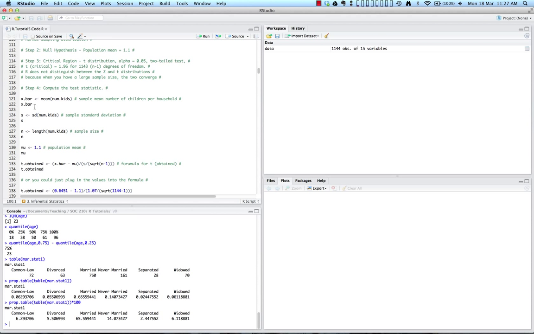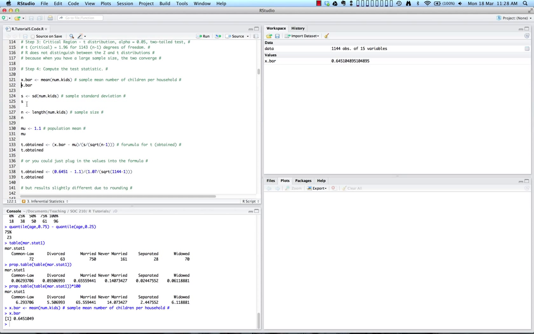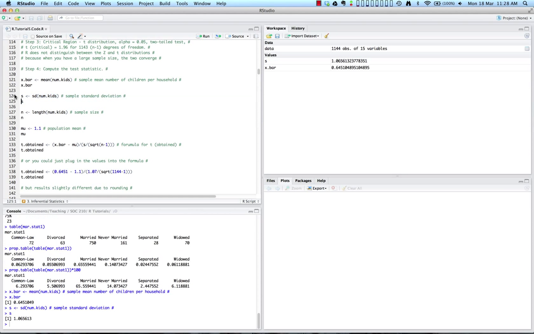So let's start with x bar, which is going to be equal to the mean number of children in our Alberta survey. So we're going to say mean num.kids, which is our variable for number of children, and we're going to assign that to x bar. So here we see that the mean number of children is 0.645. We can also indicate our sample standard deviation S by getting the standard deviation for number of children. In this case, we see that's 1.07.